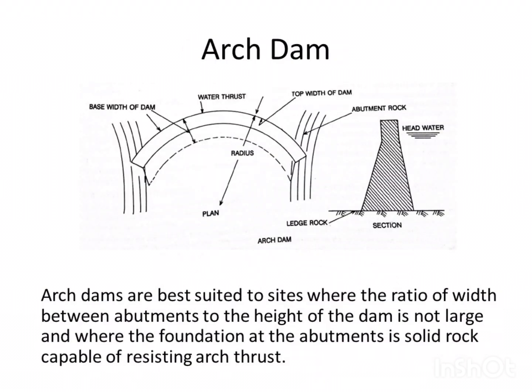Arch dams are best suited to sites where the ratio of width between abutments to the height of the dam is not large, and when the foundation at the abutment is solid rock capable of resisting arch thrust. So, an arch dam resists the water force by arch action, and the Idukki Dam in Kerala is a popular dam which is an arch dam.